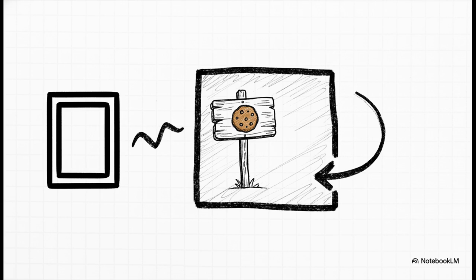So, step one, we need a dedicated space for our project. In SQL, we use the command create schema. You can think of this as creating a new folder for our cookies project. It just keeps everything nice and contained, separate from any other projects in the database.